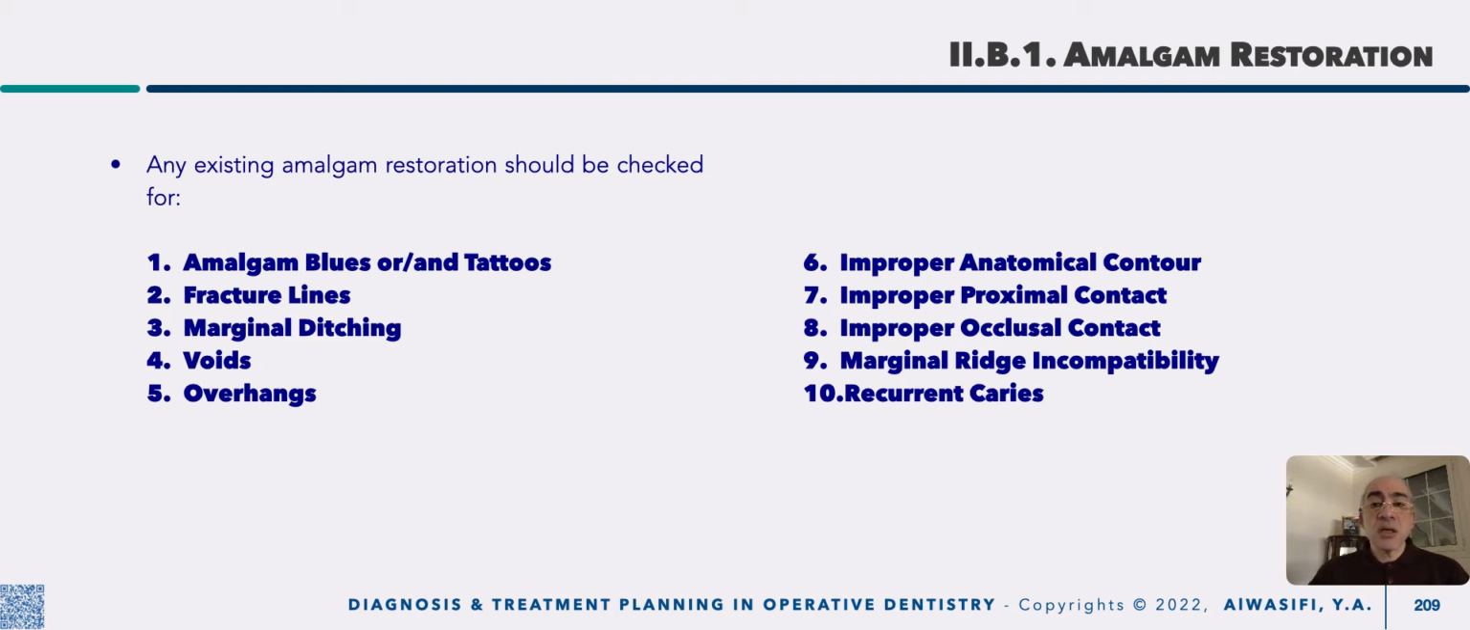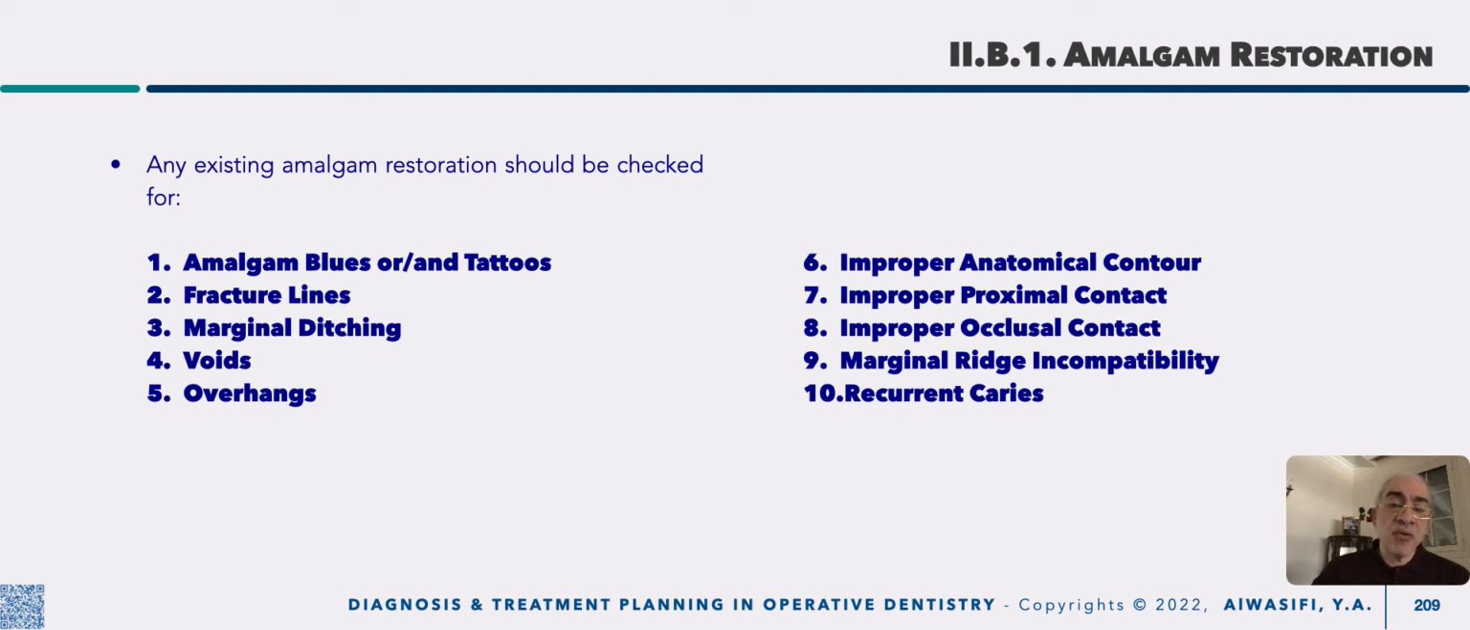These 10 problems that may be found include amalgam blues and tattoos, fracture lines, marginal ditching, voids, overhangs, improper anatomical contour, improper proximal contact, improper occlusal contact, marginal ridge incompatibility, and recurrent caries. Please, I would like to remind you about certain characteristics and features of amalgam restoration that should be considered while we are examining existing amalgam restoration.